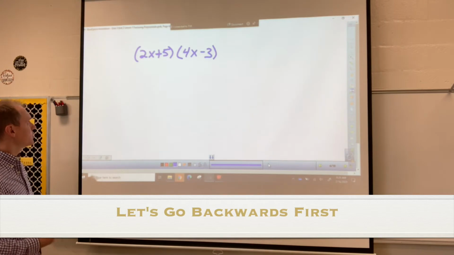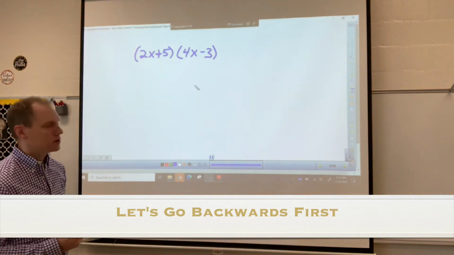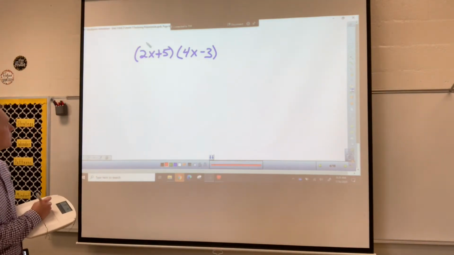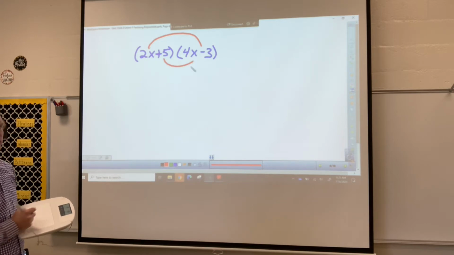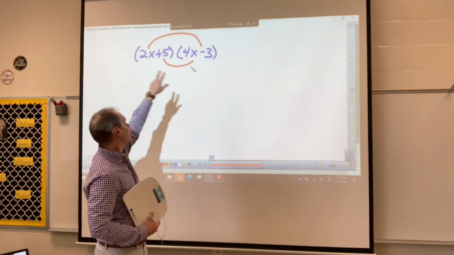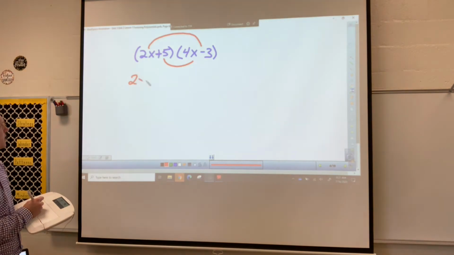Okay, so normally you would distribute this using what you typically call FOIL, but really it's distribution. But I want to show you maybe a different way here to start out. So instead of distributing this like normal, let's think about this. It's the same thing as 2x times this whole parentheses and 5 times this whole parentheses. Now normally we go ahead and distribute and multiply 2x times everything in those parentheses and 5 times everything in those parentheses. But let's go ahead and think about just first as 2x times 4x minus 3 plus 5 times 4x minus 3.